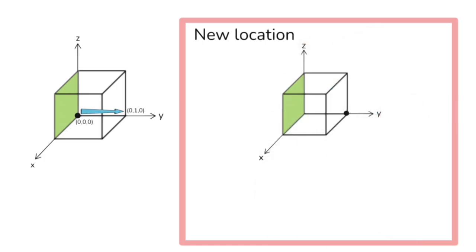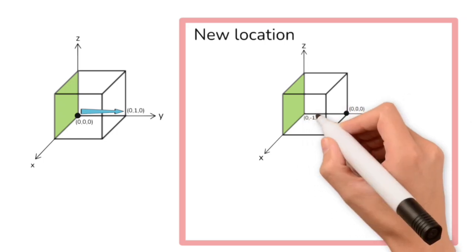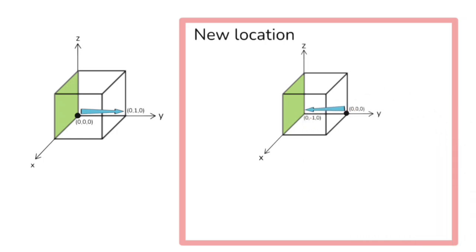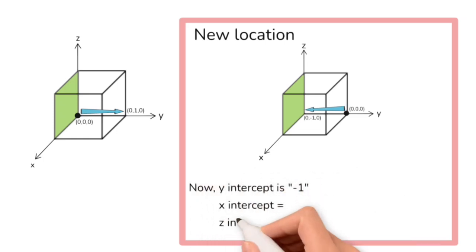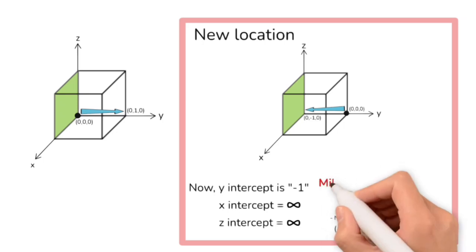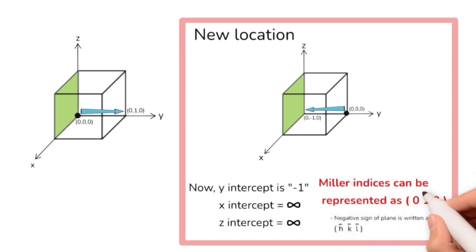After the shift, the new location is shown below. Now, the y-intercept is -1, the x-intercept is infinity, and the z-intercept is infinity. Remember, the negative sign of the plane is written as shown. Hence, Miller indices can be represented as below.